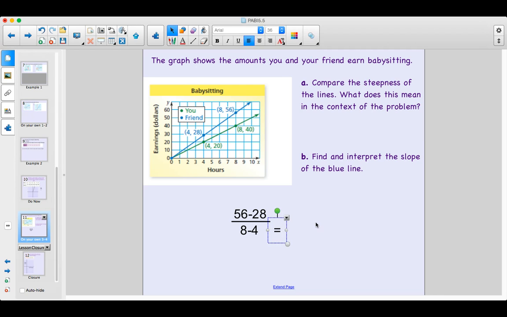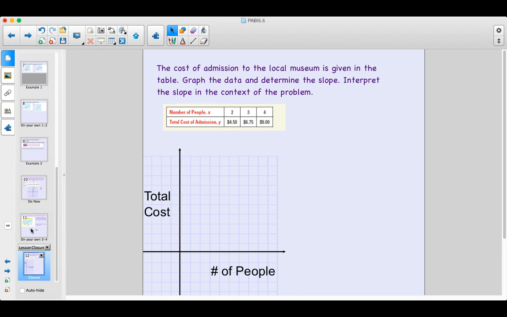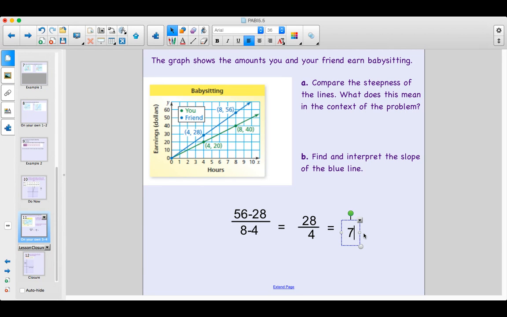So if I just go ahead and do that math, 56 minus 28 leaves me with 28. And 8 minus 4 is 4. So that gives me that the slope of this line, or the rate of change, is 28 over 4. If I keep going from there, remember I need to simplify. 28 over 4 is 7. Oops, sorry about that. 7, or 7 over 1. So that means in the context of this problem that my friend makes $7 per hour. Okay, so just notice the connection of the slope here.